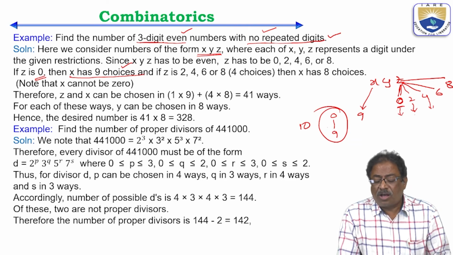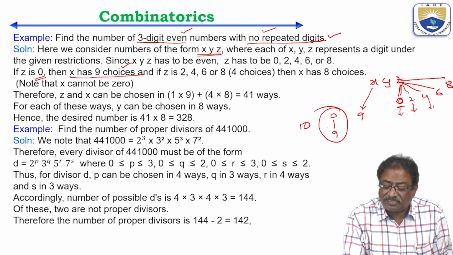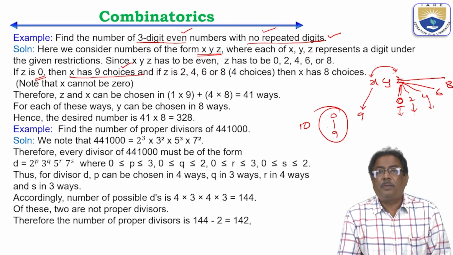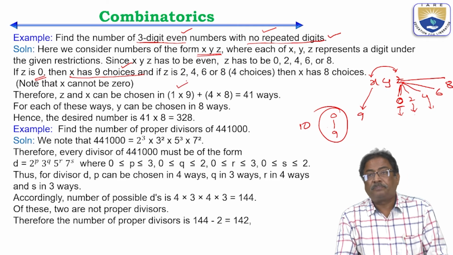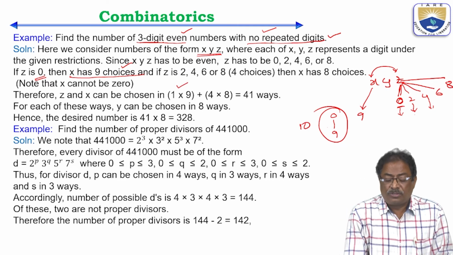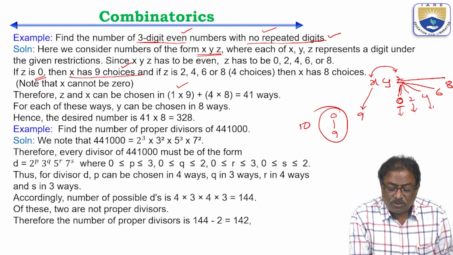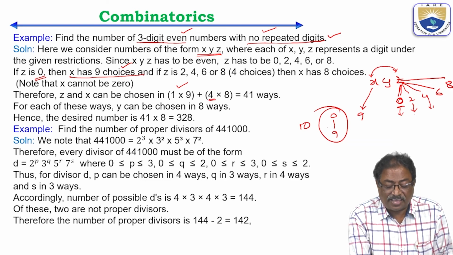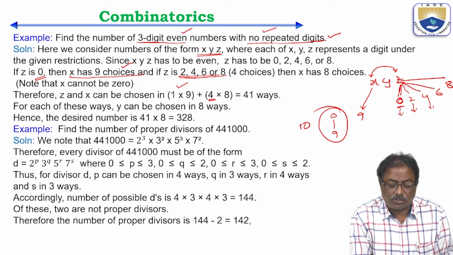And now how many possible ways will be there? For z and x, I am going to select x in 9 ways, and z, how many choices will be there? 4 choices will be there, so I am going to select 4 choices.